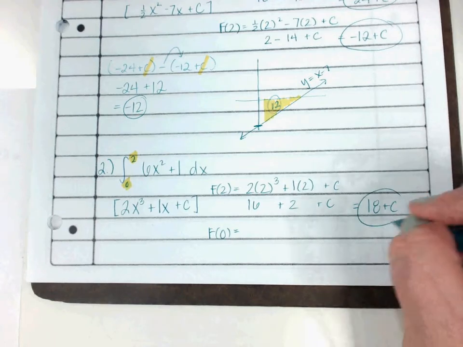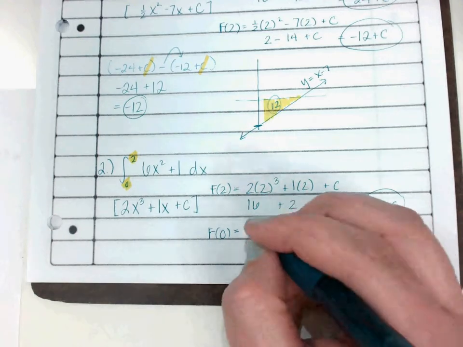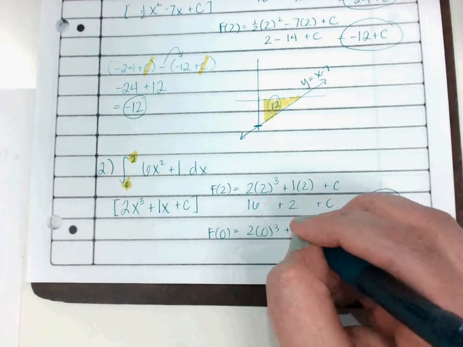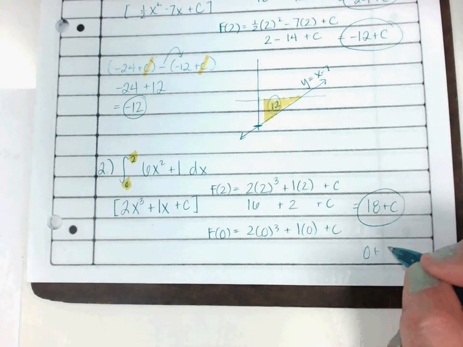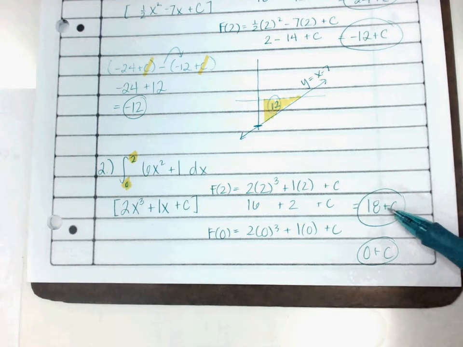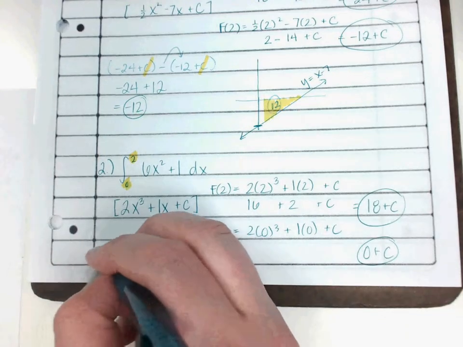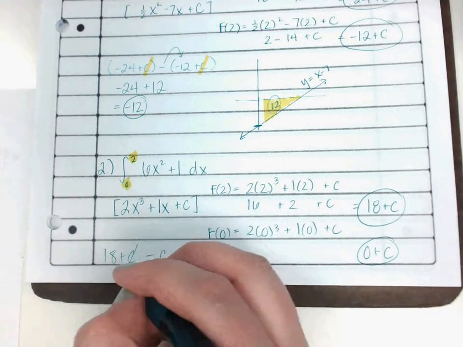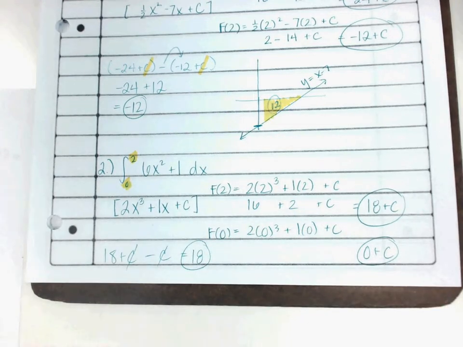Good. Okay, next we're plugging in 0. So 2 times 0 is 0. 1 times 0 is 0 plus c, which means that I have really just a c. And then what am I doing with those two? Yeah, subtraction. So you do 18 plus c minus c. These guys cross out. Total area is 18. So if c had a number besides 0 with it, I would group it in parentheses. But since it was a 0, I'm really only subtracting the c.